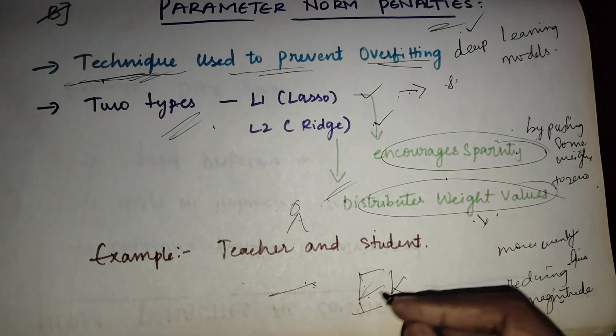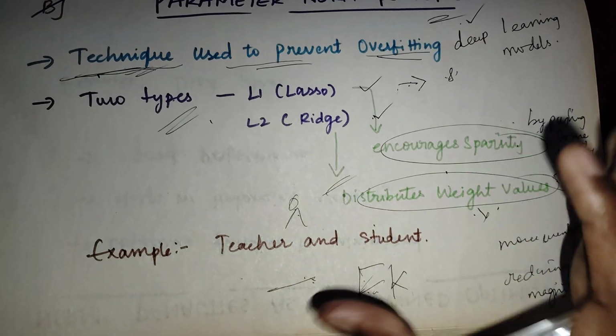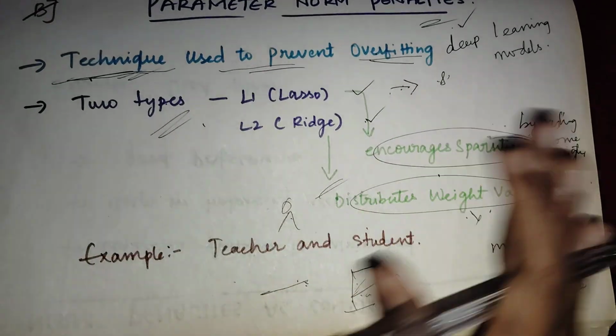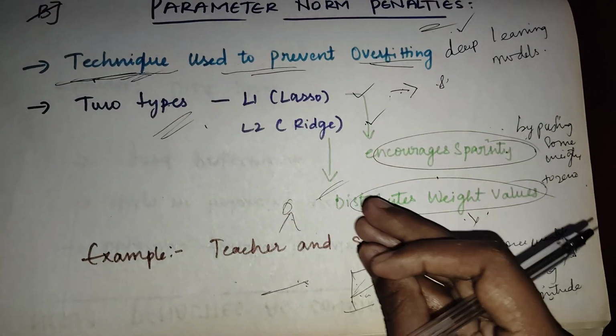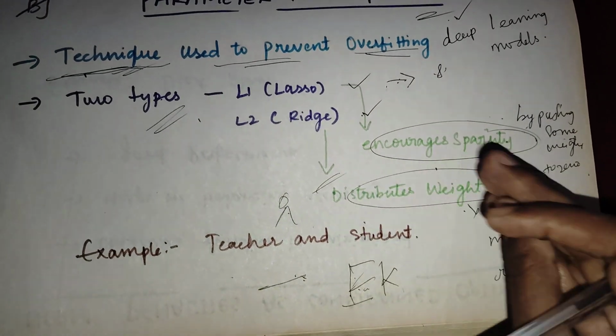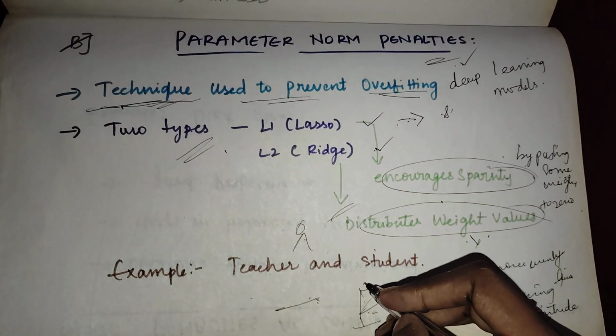Clear? The example that we have seen is that a teacher wants the student to solve a problem in the shortest steps possible, but if a student tries some unnecessary step, they are penalized. Similarly, norm penalties discourage excessive complexity in models, ensuring that they generalize well to new data. Clear? So this is the second video.